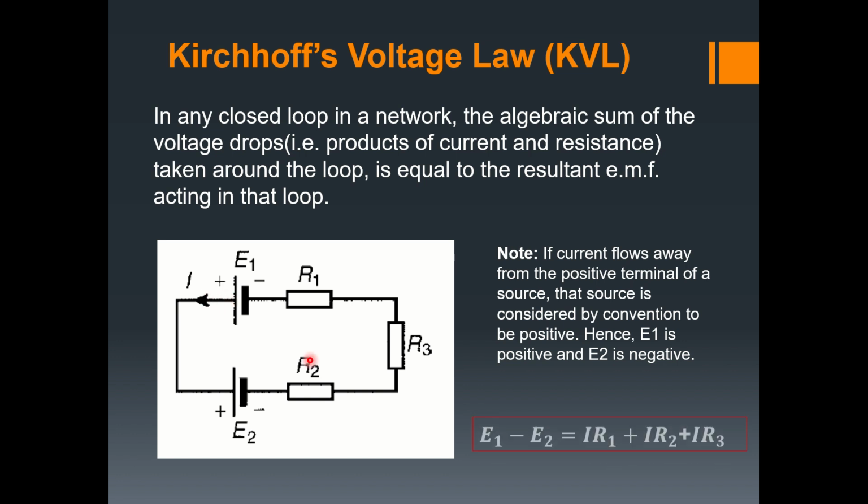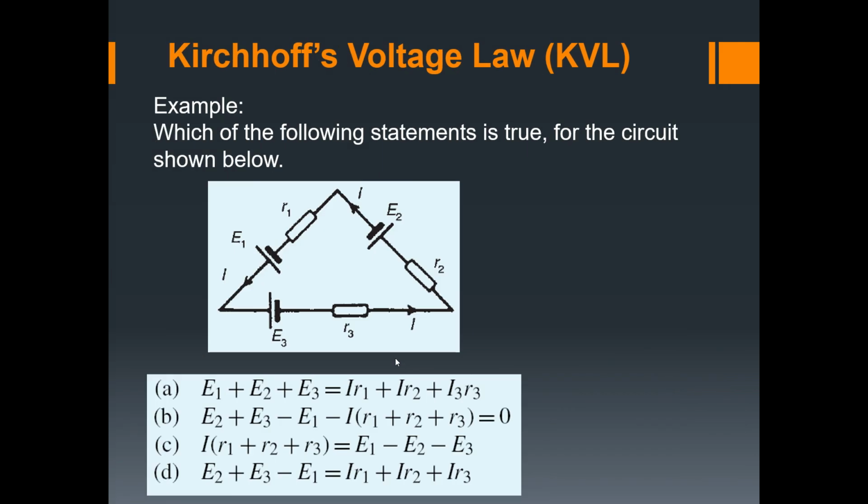If that is true, then we can say that E1 minus E2, because E1 is positive and E2 is negative, is equal to the algebraic sum of the drops across each of the given resistors. Again, let's try this in an example.